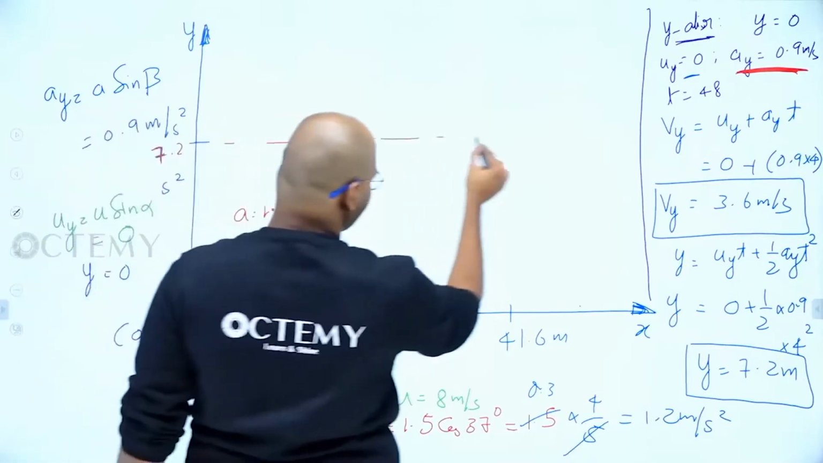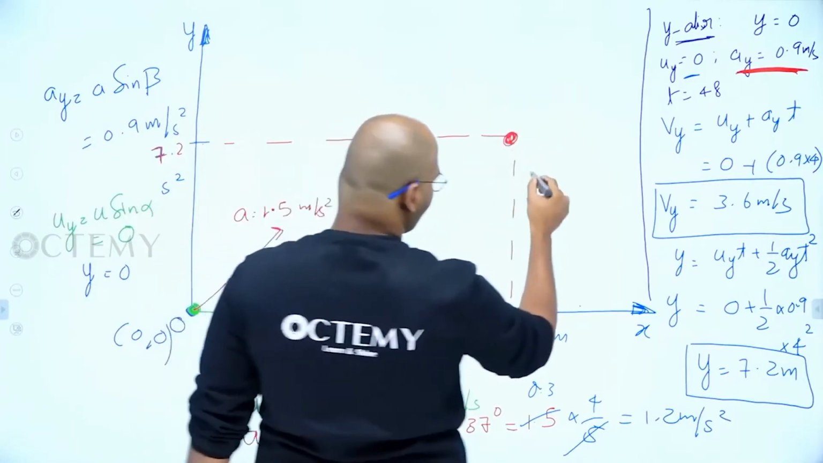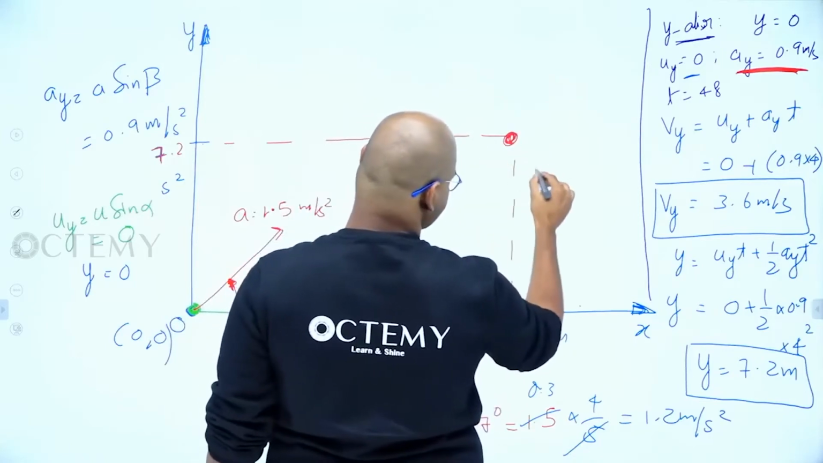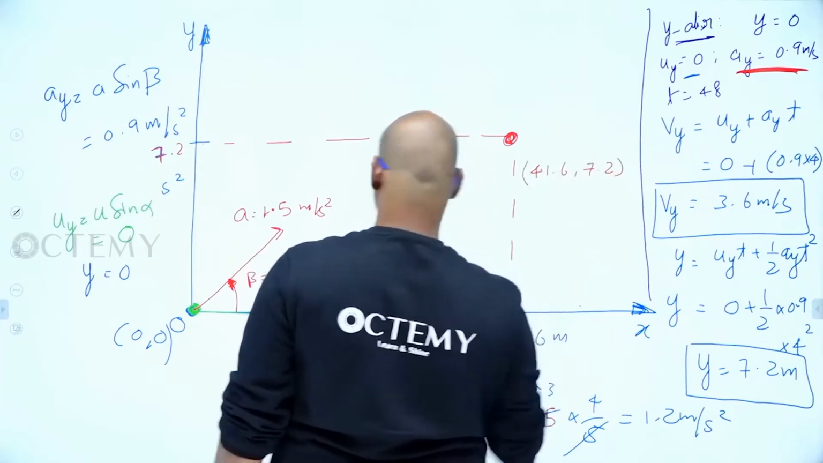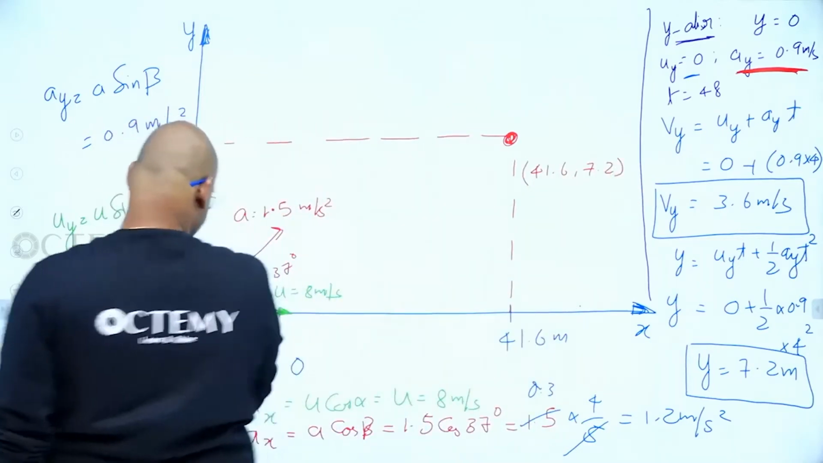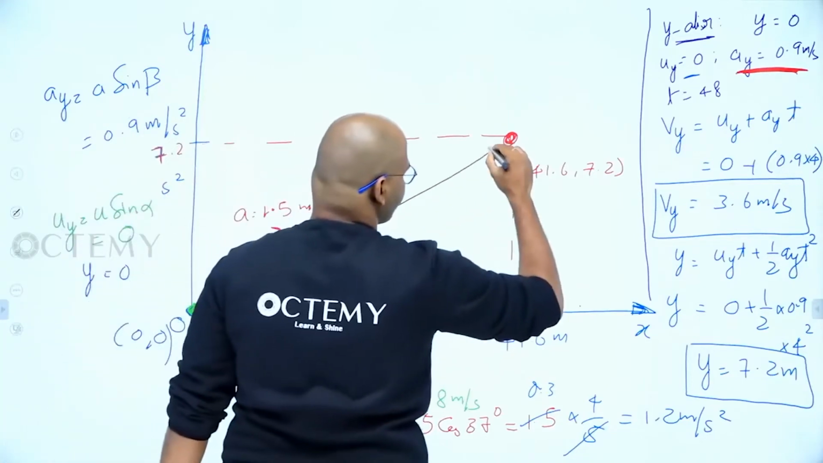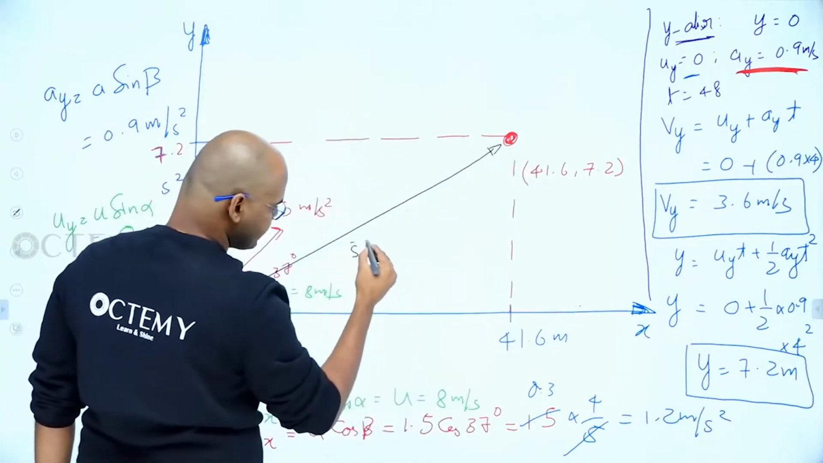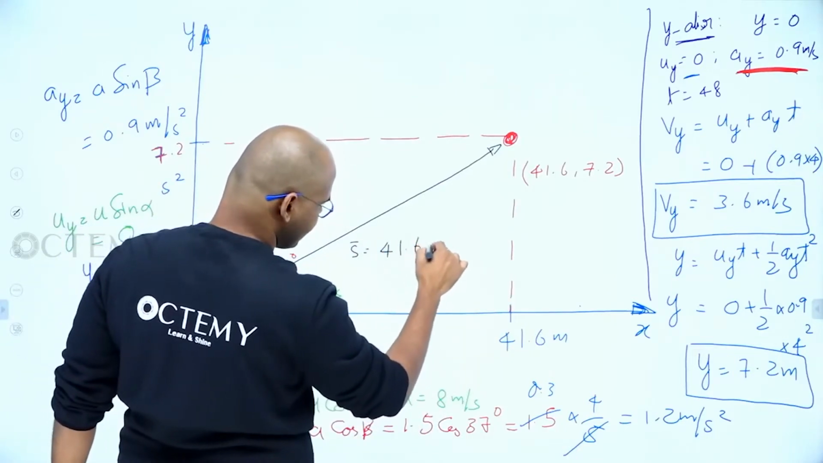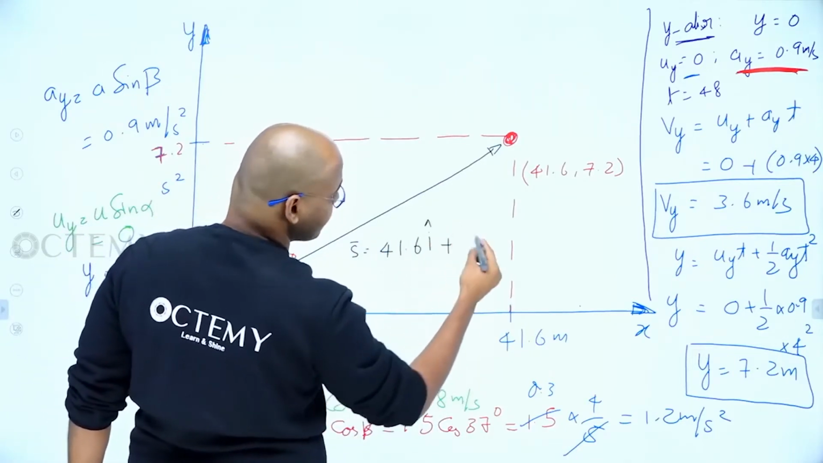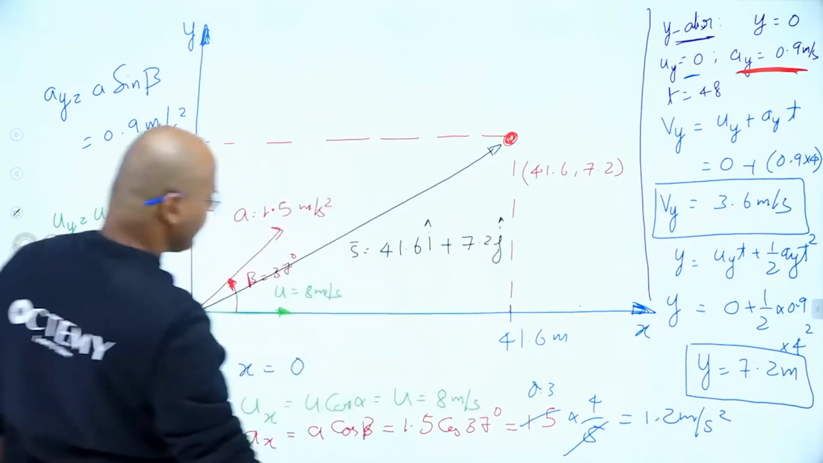So finally it is at this point. What is this point? 41.6 comma 7.2. So what is the final position vector going to be? This is my final position vector. S bar is equal to how much distance along x-axis? 41.6 i cap plus y direction 7.2 j cap.